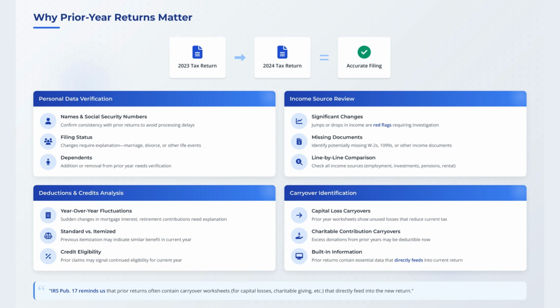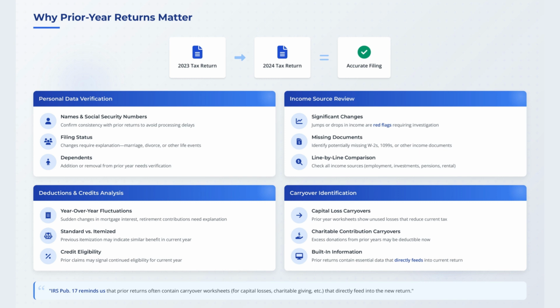And finally, carryovers. This is a big one. Prior year returns often contain worksheets that calculate things like capital loss carryovers or charitable contribution carryovers. These amounts roll into the current year. If you don't look at the prior return, you could miss them, and that's money left on the table for your client. By the way, this isn't just best practice. It's backed by IRS guidance.